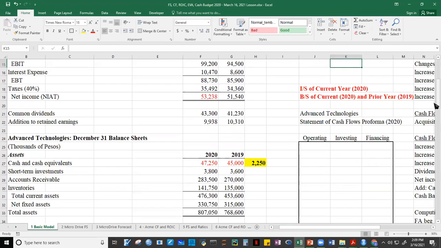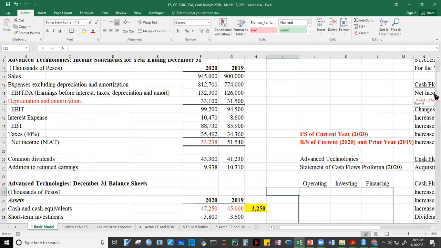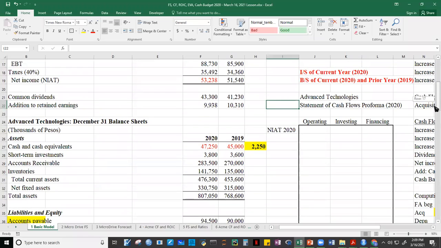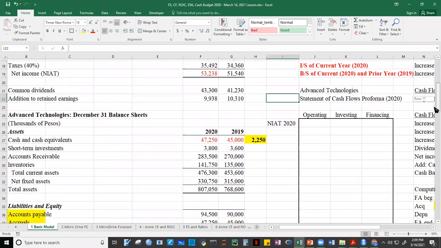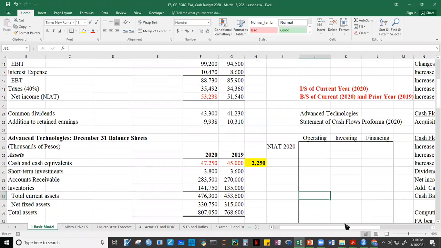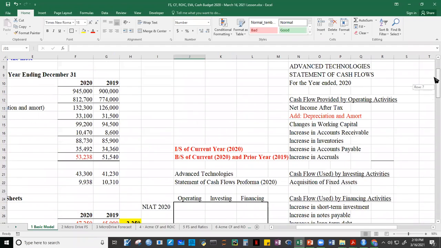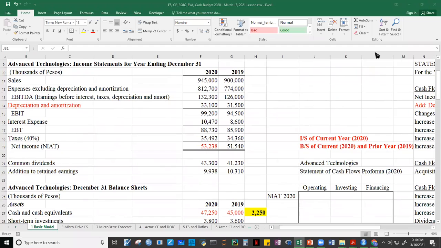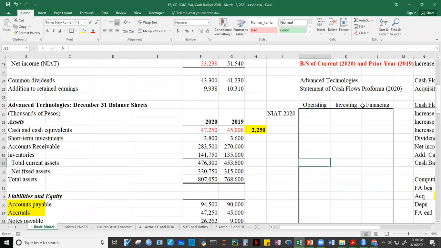Ano yung first step, guys? First step is we're going to start with the income statement. No? We're going to get the net income after tax ng 2020. So ano yung net income after tax, guys, ng 2020? $53,000. Okay. Ang tanong, guys, correct, 53,238. Ang tanong, where will it fall under? Will it be part of your operating, investing, or financing?